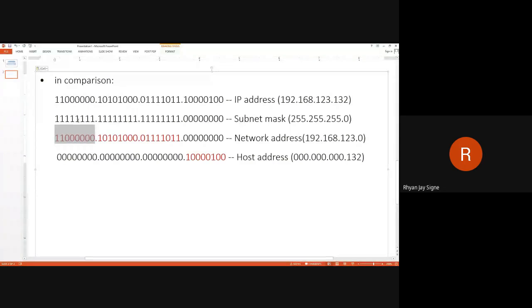So 192 times 1 equals 192. That is the shortcut way. But to process it properly, we need to convert it into binary: 1 times 1 equals 1, 1 times 1 equals 1, 0 times 1 equals 0, and so on. The result is the same. Whatever is multiplied by 255 is the same number. For the host bits, it is 0, and in the truth table of the AND gate, everything multiplied by 0 is 0.